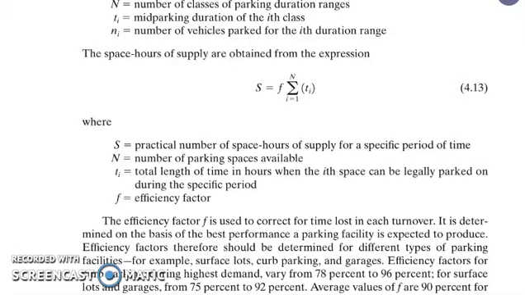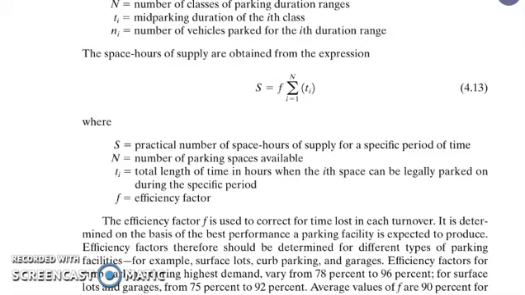So to continue, we have space hours of supply, which is obtained using this equation, which has efficiency factor, small letter f, multiplied to the summation of t sub i, which is the total length of time in hours when the i space can be legally parked on during the specific period, where i is equal to 1 to n, and n is the number of parking spaces available.